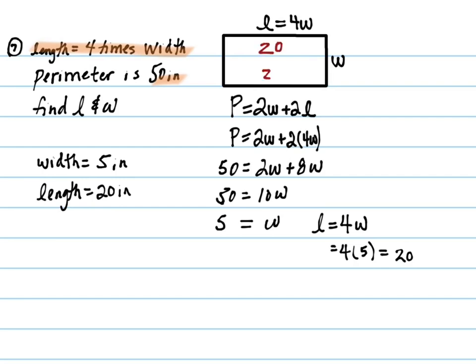And if you want to sort of mentally check to make sure that makes sense, we're saying that this is 20, this is 20, this is 5, and this is 5. And the question you would sort of ask yourself is, do those really all add up to 50 for the perimeter? And they do. So we've done the problem correctly.